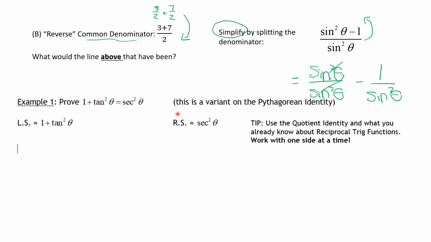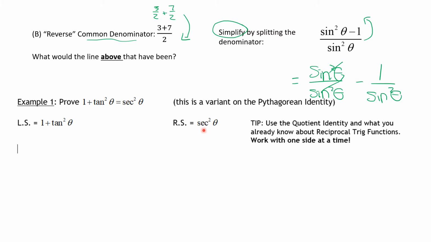So this is actually one of them I just talked about on a previous slide. It's a variant on the Pythagorean identities. This actually is in your chart there, but we're going to prove where it came from here. So let's go to first the left side. It says over here on the right, work with one side at a time. We're going to work with the left side first because that one looks to be a little more complicated. So I'm going to start working with the left side.